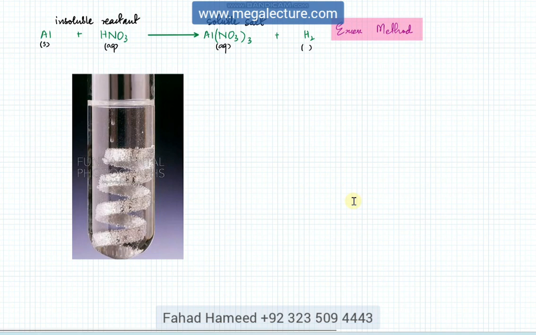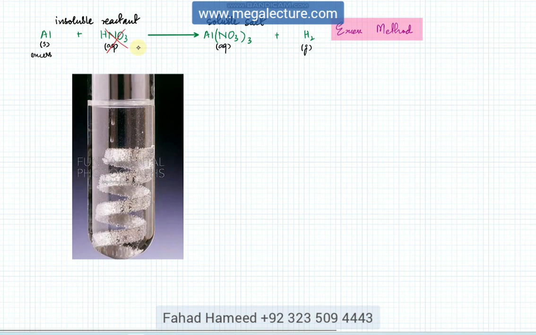Let's do another excess method example very quickly. So you've got aluminum reacting with nitric acid, which produces aluminum nitrate and H2, which is a gas. It's the excess method because an insoluble reactant is producing a soluble salt. Remember, I told you that the insoluble reactant is to be added in excess. So this is aluminum being added to nitric acid. You want to get rid of all the nitric acid.